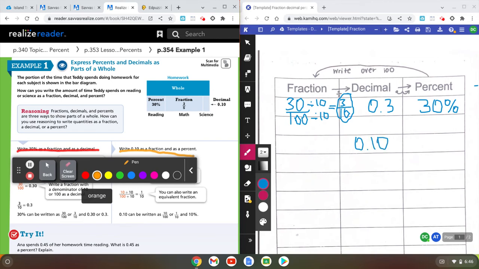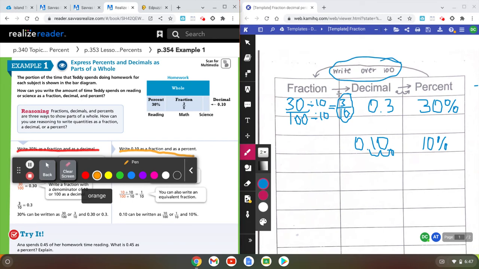0.10. So now how do I write that decimal as a percent? My clue on my chart says I'm going to be moving my decimal twice to the right. Once, twice to the right. So that number is now 10%. Okay, so the decimal 0.10, I move the decimal twice to the right. That gives me 10%.